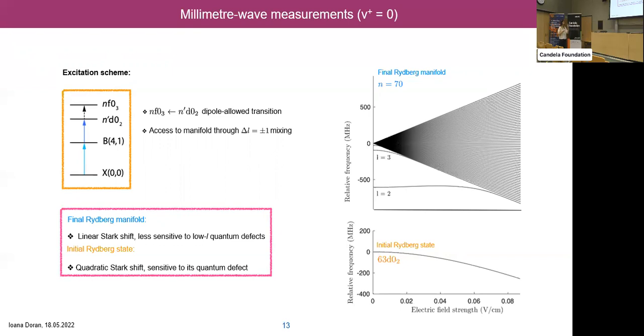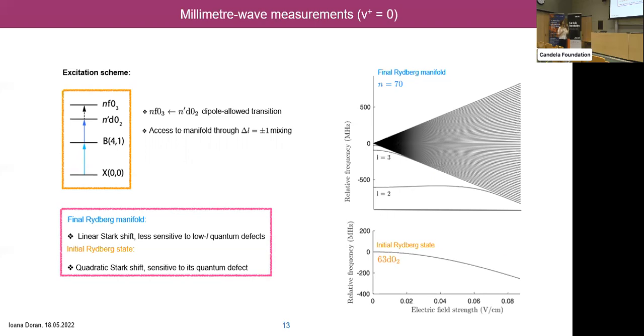Now we need to account for the Stark shift of both the final and the initial state. For the final state, this is the same picture as I showed you before. We see the linear Stark manifold, and this will then be less sensitive to the low L quantum defects. However, we also have a contribution from the initial Rydberg state, because this also shifts significantly with the field. And this will then be dependent on the zero field energy of this state.